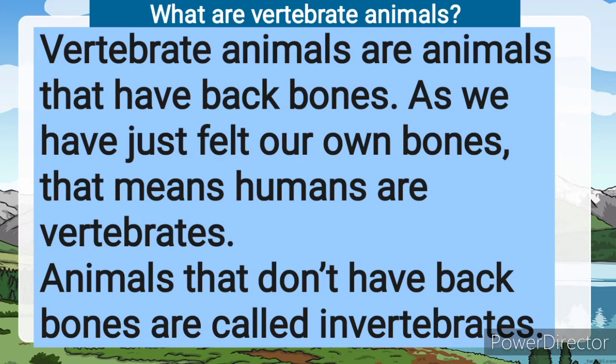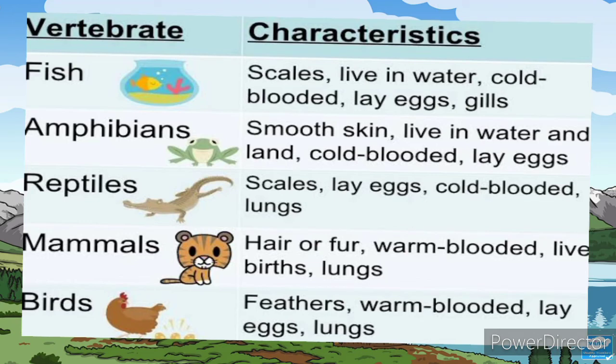But what do you now say about animals that don't have backbones? What are they called? They are called invertebrate. Wow! Vertebrate animals. Fish is a vertebrate animal. And do you know the characteristics of a fish? It has scales, it lives in water, it is a cold-blooded animal, it lays eggs, it has gills. What of amphibians? Smooth skin, live in water and land, cold-blooded animal and lays eggs too.